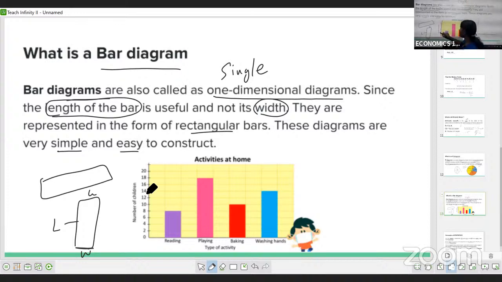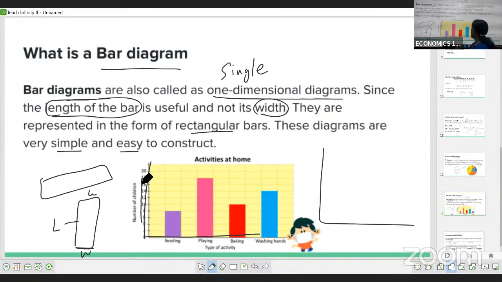Here we have taken the number of children and the types of activities. These children are doing 3-4 different types of activity: reading, playing, baking and washing the hands. You can see this. For reading, the length of the rectangle is this much. Playing is this much, baking is this much, and washing the hands is this much. You can simply understand from observing the length.